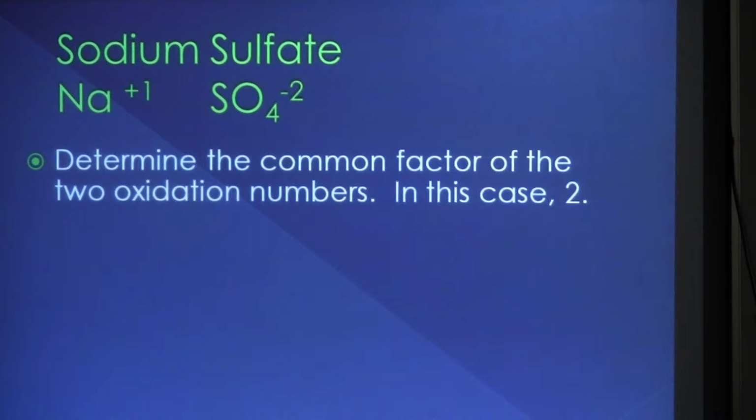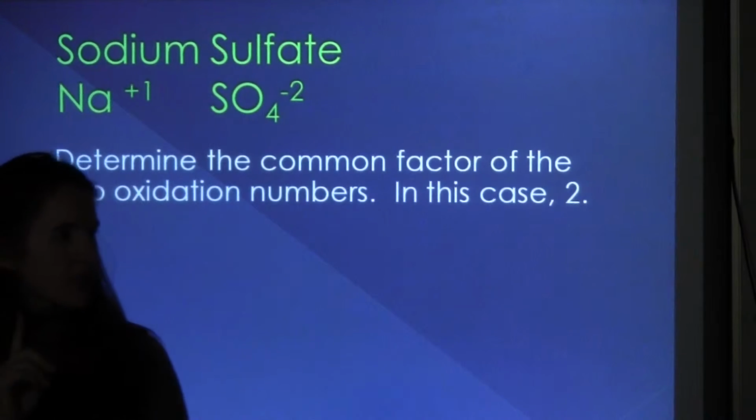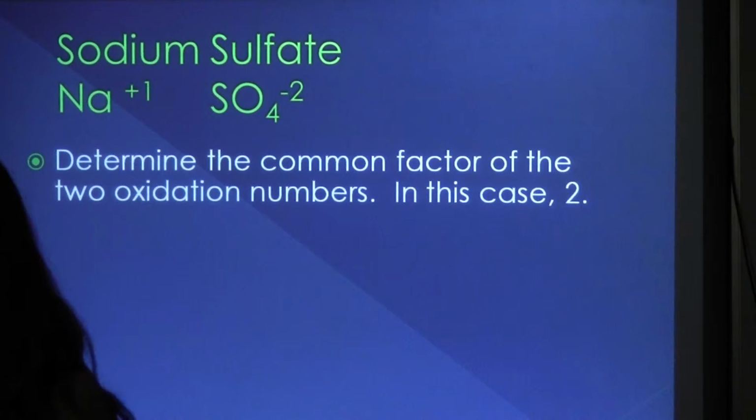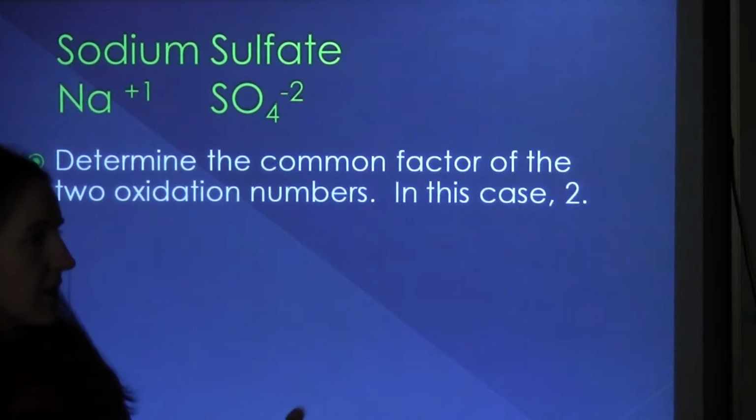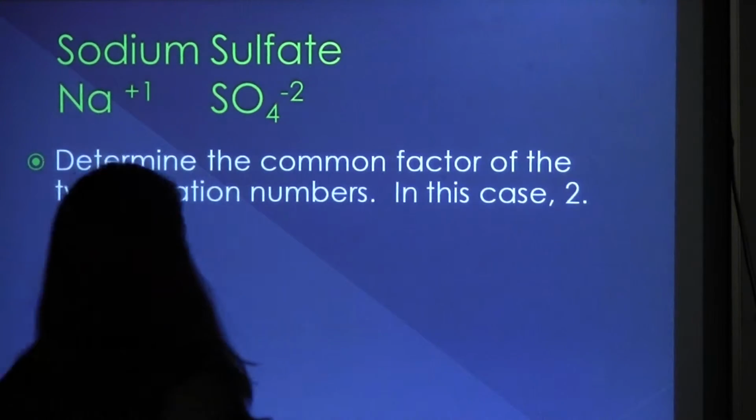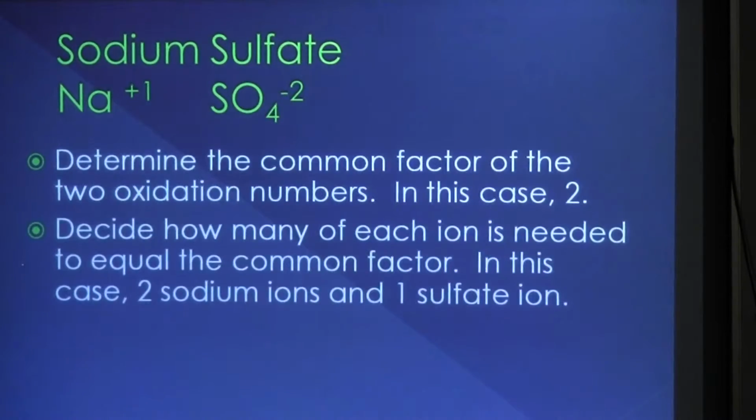2 would be the common multiple. If you think of 1 and 2, how many sodiums would we need to get up to 2? 2 of them. How many sulfates do we need? Just the 1, right? If we have 2 sodiums and 1 sulfate, our charges will neutralize each other. We get a +2 and a -2 combined together. So we would need, how many of each atom? We would need 2 sodium ions, and we'd need 1 sulfate ion to be able to neutralize that, to get them to even out.